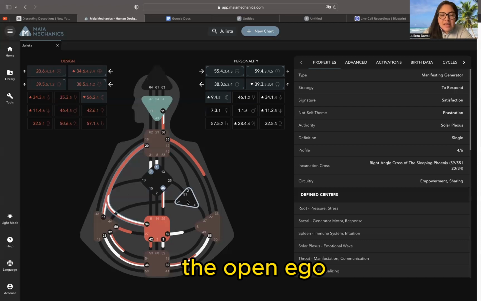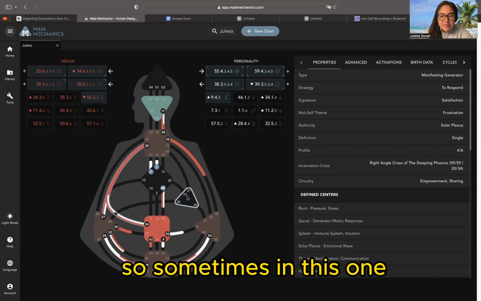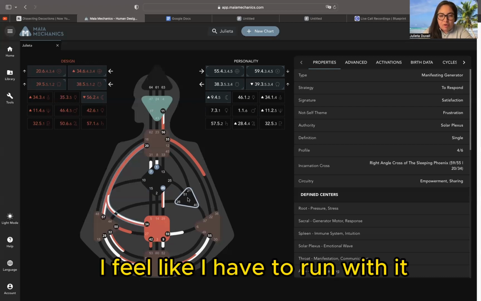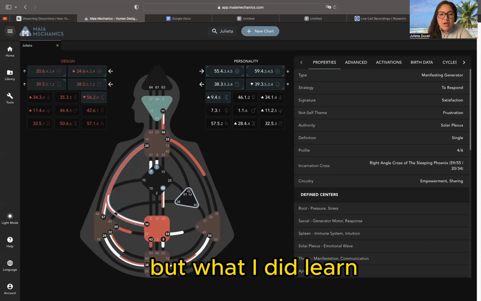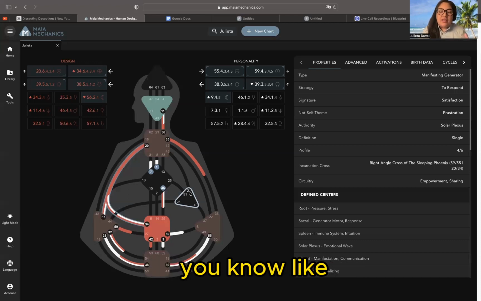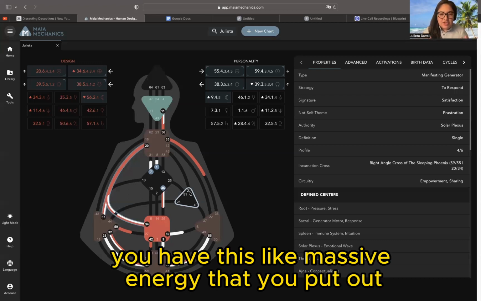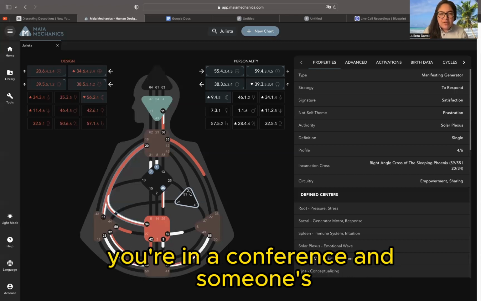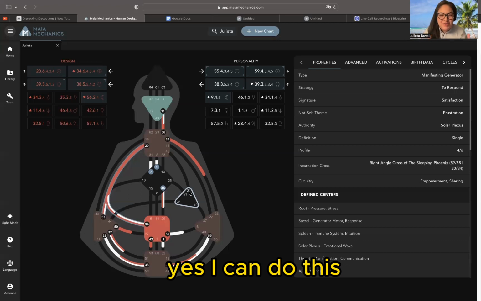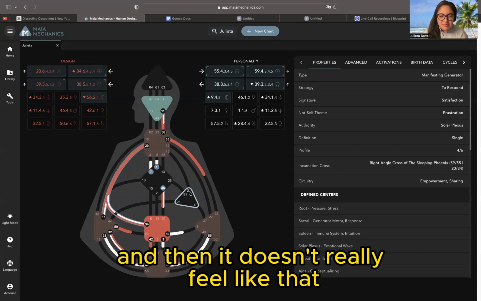This other one, the open ego, is like a motor center, so it's about energy. Sometimes in this one I feel like I have to run with it. I'm still learning about this, but what I did learn was, the example that was given, that some motivational speakers will have this defined ego. So it's like you have this massive energy that you put out. When people are in their presence, have you ever felt like you're at a conference and someone's speaking and they're like, yes, I can do this? And then you go home and it doesn't really feel like that.